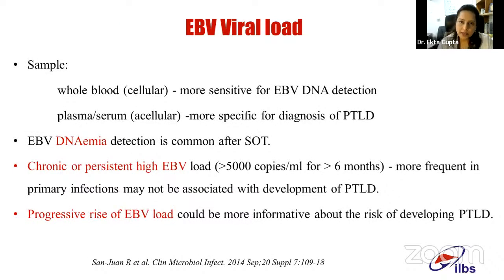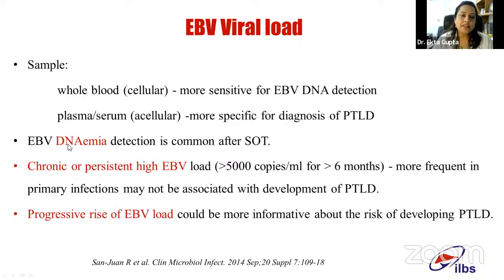What is the role now? In the last 1 or 2 years, because a lot of microbiology labs have started doing EBV viral load, its significance has started coming. With the help of EBV viral load, we try to look for EBV DNA in the blood. Earlier, people said that whole blood should be the sample, but that is not necessary. Plasma and serum are also very important samples because they tell you a lot about the level of EBV DNA in the body or inside the cells which is coming out.